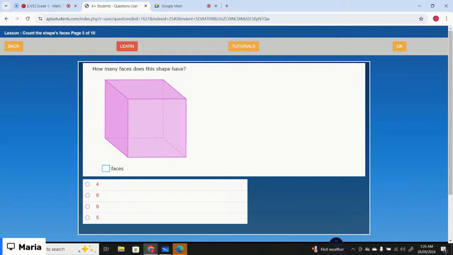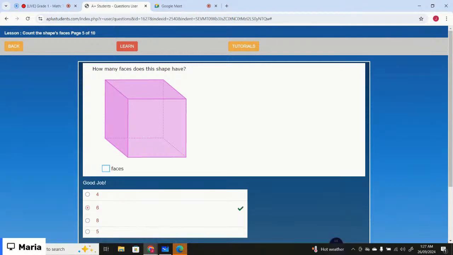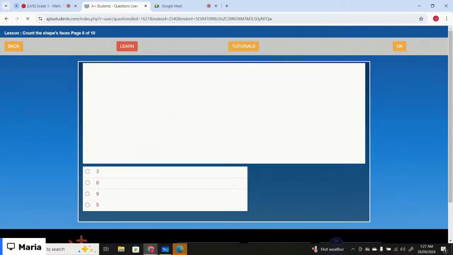How many faces does this shape have? Which is the correct option? Yes, again, the shape has six faces. I think all the shapes have six faces in this test questions, right? So we need to move on to next lesson. How many faces does this shape have? See again, you have six faces. Okay, let's just move on to next lesson.